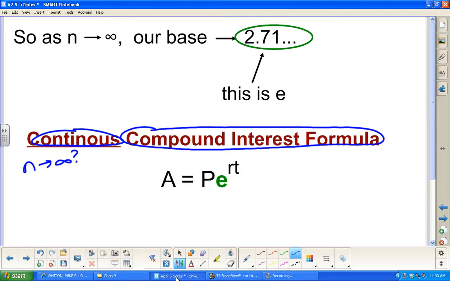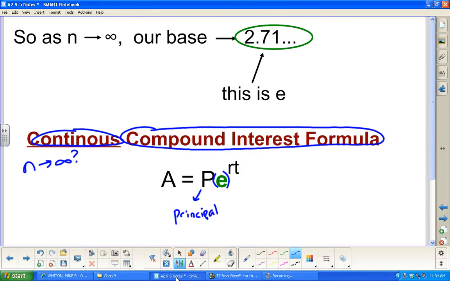In that case, we use this formula, and it's the same. Everything else is the same. This P is still your principal. E is the new number that we just talked about. So this e basically replaced the 1 plus r over n. Okay, r and t are the same as they were before.